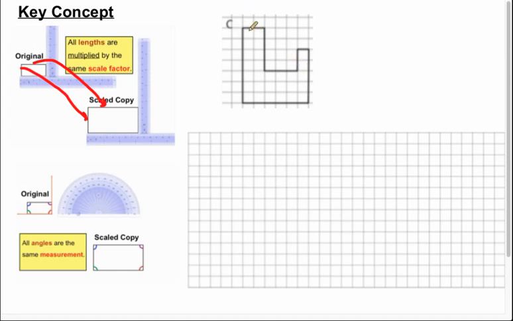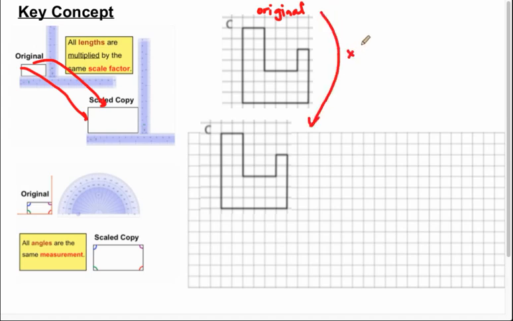To illustrate this, let's take this as our original. And we are going to take this drawing and we are going to multiply the original side length by 2. So the scale factor that we're going to use that will multiply all sides is 2. So we'll take twice the length of this length, twice the length of this segment, twice the length of this, and this segment. So all segments will be multiplied by 2.